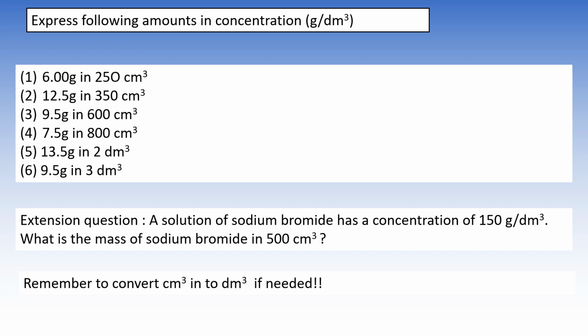Let's have some practice ourselves. Express the following amounts in concentration with the units of grams per decimeter cube. There are 6 examples. Remember to convert centimeter cube into decimeter cube if needed. The extension question is also placed in for you, where you have to rearrange the formula to find the mass of sodium bromide in 500 centimeter cube.